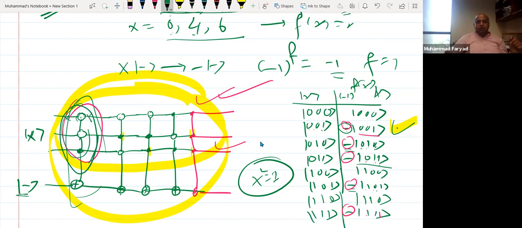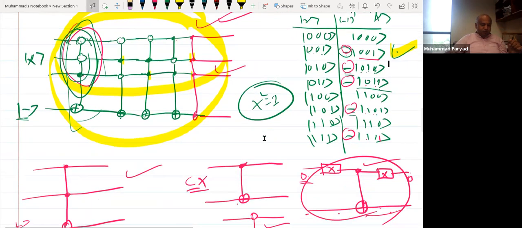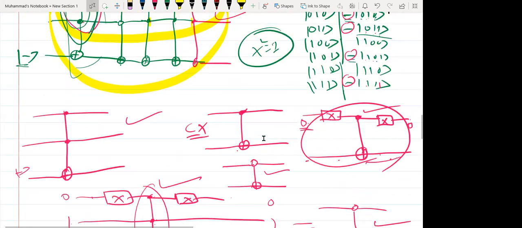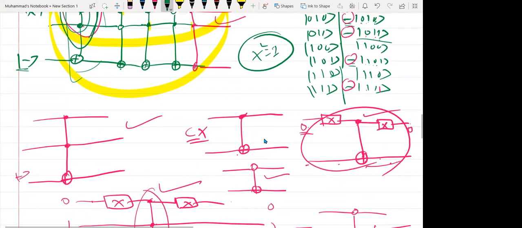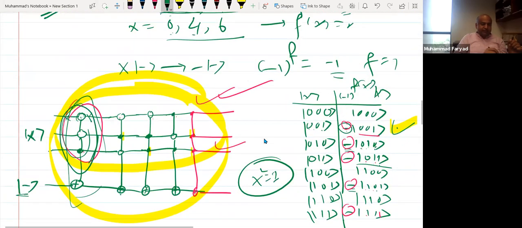But since nowadays we are still worried about noise, it's better to first draw this circuit for each one of them and see which of the gates cancel out, so that you have the minimum number of gates in your quantum computer.